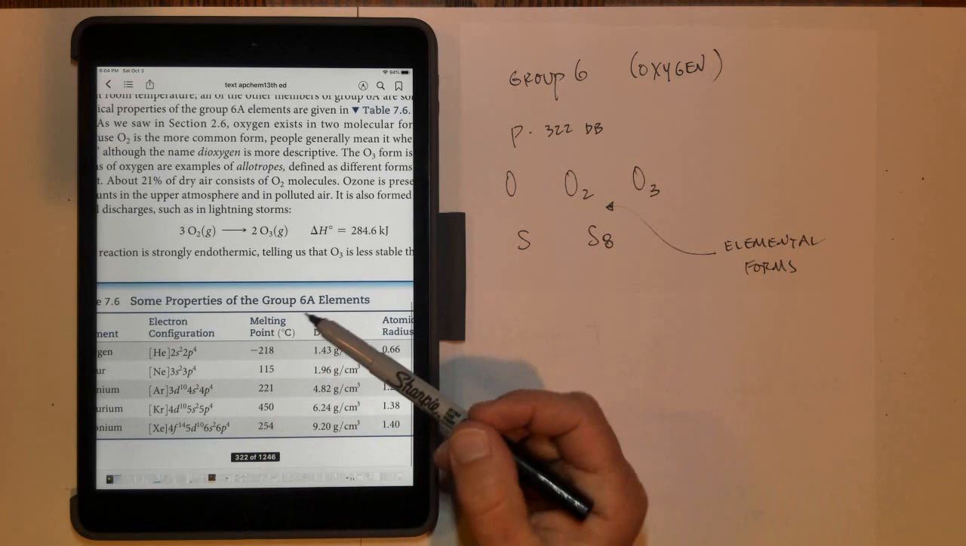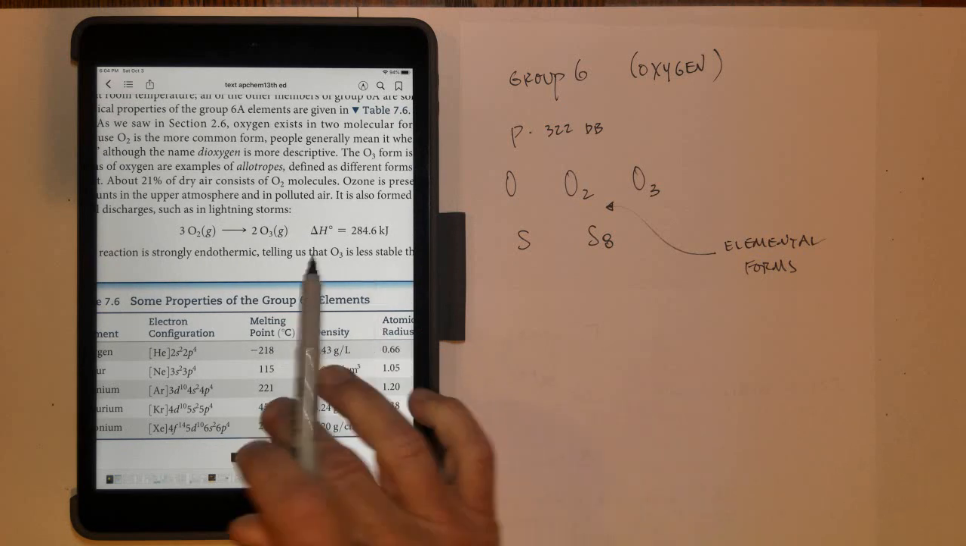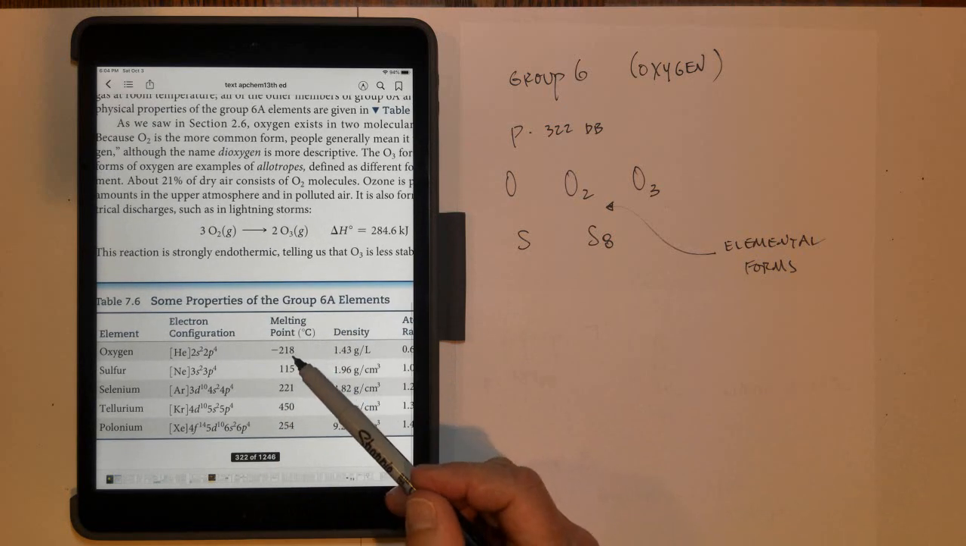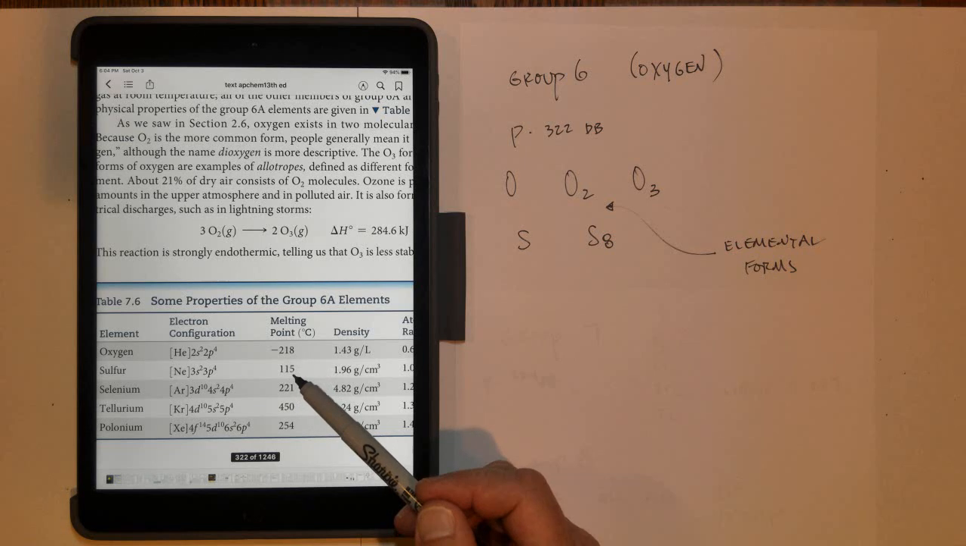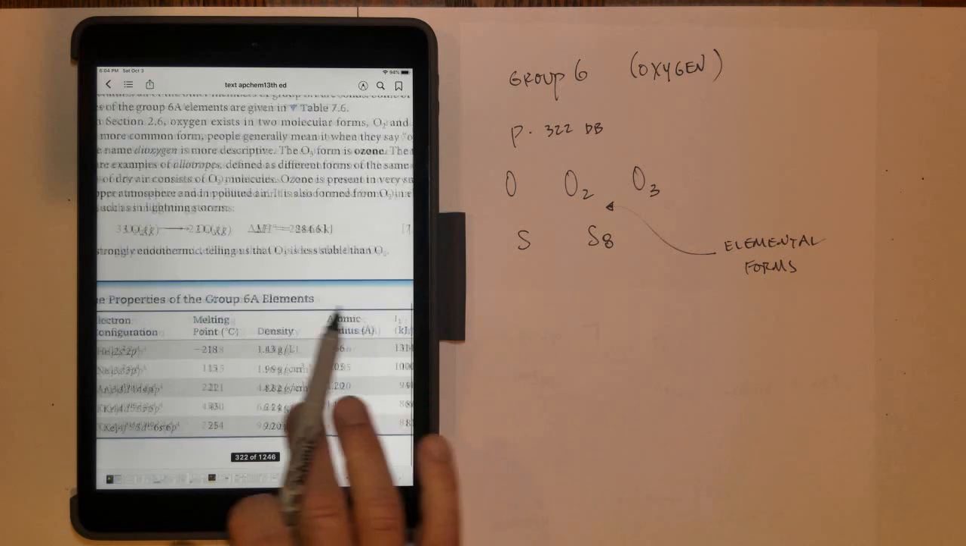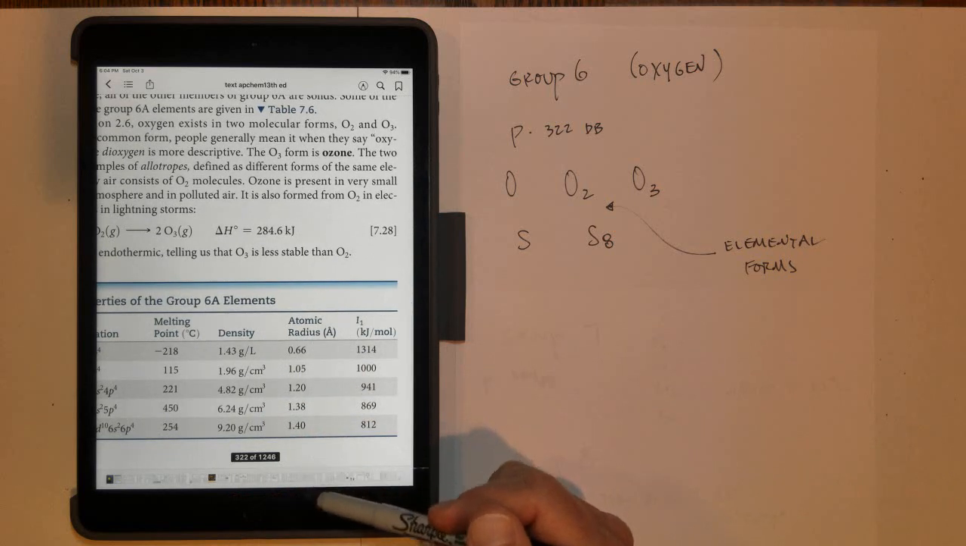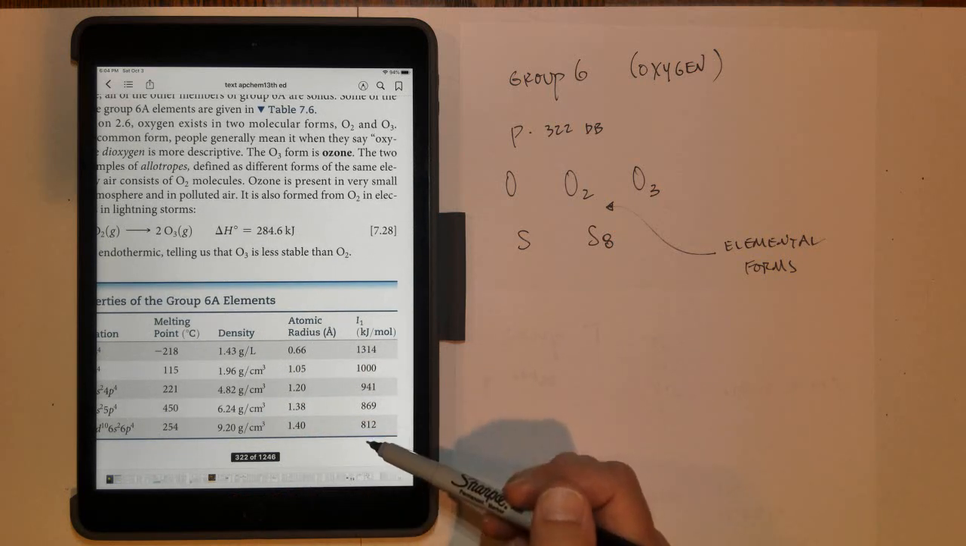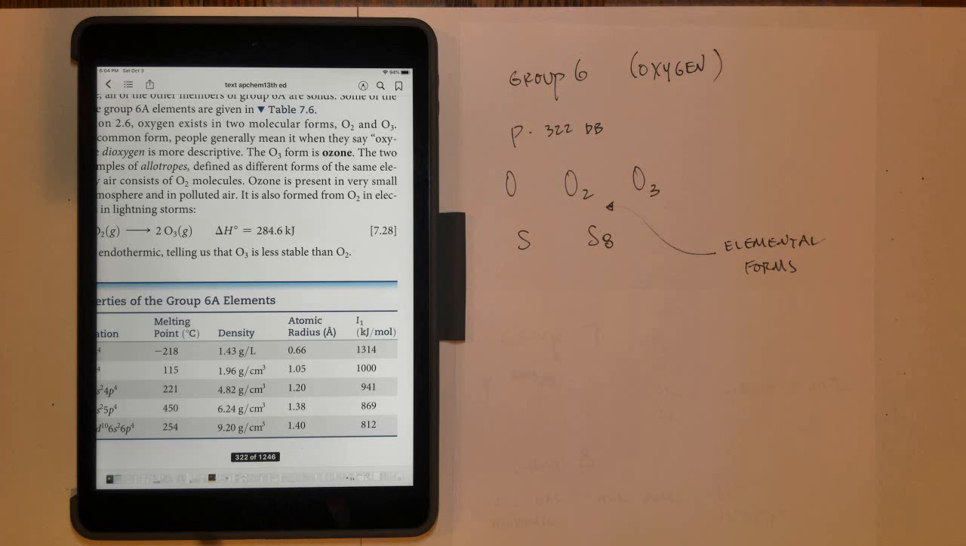You can see that the melting point greatly increases as you go down the group of the family. You can see oxygen's a gas at room temperature, but then sulfur is a solid. Densities increase as well, and the atomic radius increases as well. And then their ionization energy, of course, decreases because the atomic radius increases, making the electrons be further away.